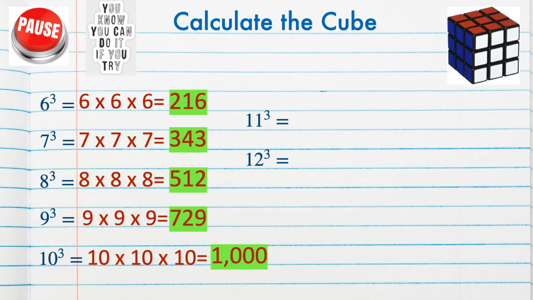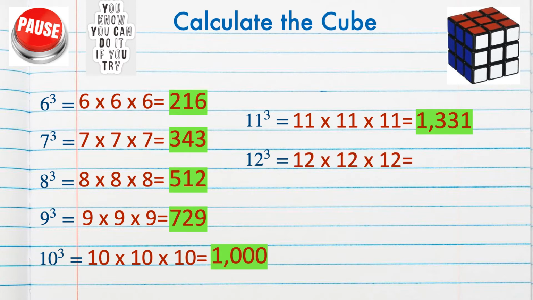Okay, 11 cube. 11 cube is the same as 11 times 11 times 11, which is equal to 1,331. Now, what is 12 cube? Did you get 12 times 12 times 12, which equals 1,728? Okay, great job. Let's move on.